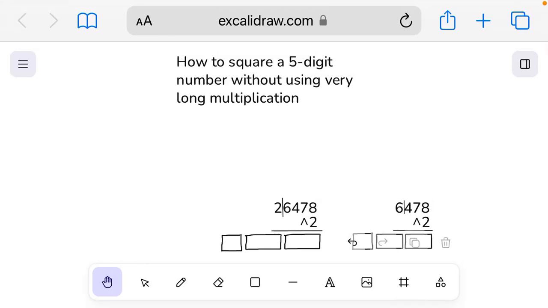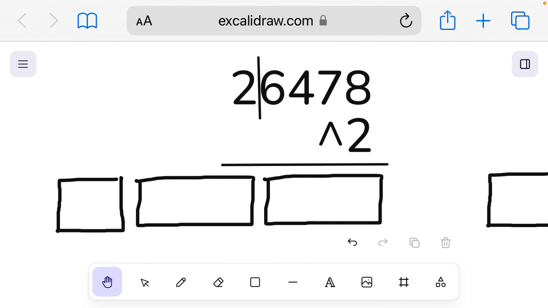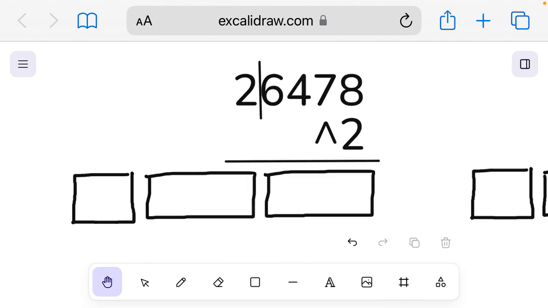Hello, in this video I'll show you how to square a 5-digit number without using very long multiplication. So let's get started. So we have 26,478 squared, and I have drawn the boxes in order to make the video shorter. If I don't draw those, then it will make the video longer.